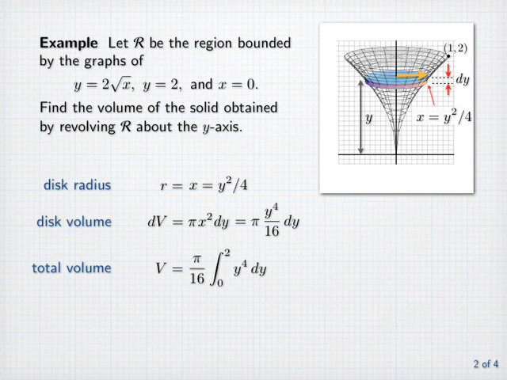Now this equals pi over 16 times 1/5 y to the 5th, evaluated from 0 to 2, which equals pi over 16 times 1/5 times 32 minus 0. Now 32 over 16 is 2, so this ends up being 2 pi divided by 5.